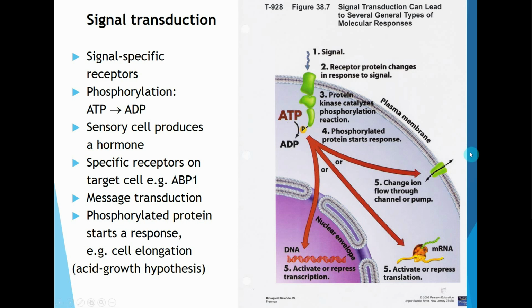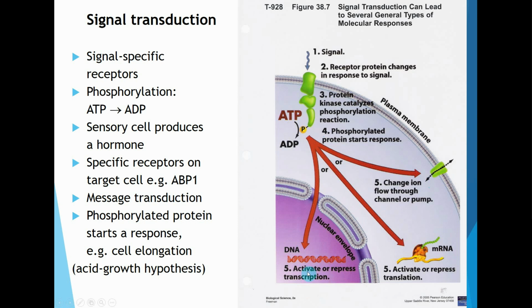This is how it does it. It does it with the aid of this ATP synthase. So don't get confused. We have our three stages: reception, transduction, and response. This is just showing you that the response can occur one of three ways.